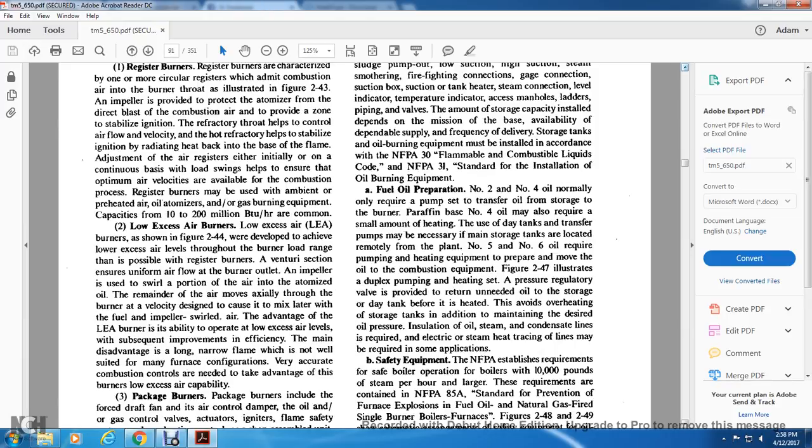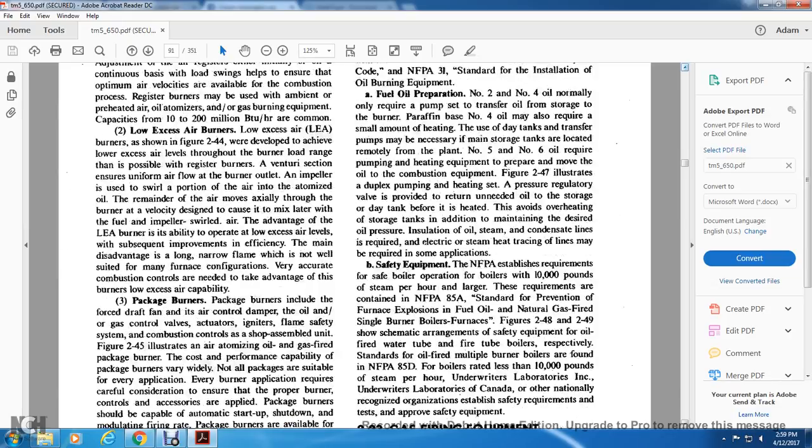Number 5 and 6 oil require pumping and heating equipment to repair the movement of the oil and combustion equipment. Figure 247 illustrates the duplex pumping and heating set. A pressure regulating valve is provided with the return of unneeded heated oil to the storage day tank before it is heated, avoiding overheating of the storage tank, in addition to maintaining the oil pressure. Insulating oil and steam condensation lines is required. Electrical or steam heating of the tracing lines may be required in some applications.